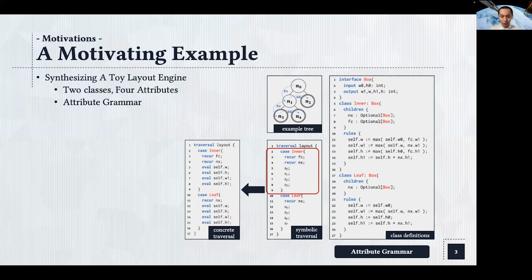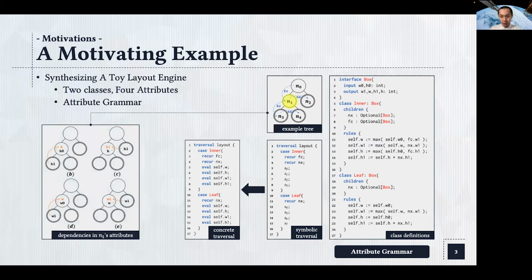Now you may wonder, why can this problem become challenging? Well, one of the tricky parts is the complex dependencies the algorithm may incur. Here's an example. Consider all the attributes of node N1, where on the left-hand side, you can see 4 trees, where on every tree, I separately draw out the dependencies for every single attribute.